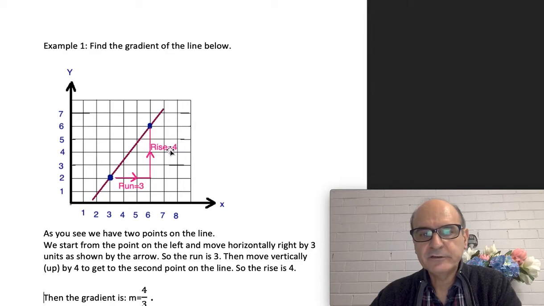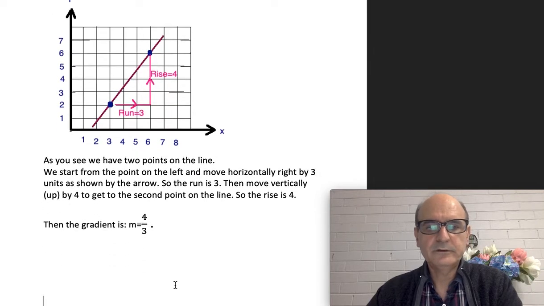So my rise is 4 because I go up by 4, and my run is 3 because I go across by 3. Then my gradient is going to be my rise, which is 4, over my run, which is 3. So the gradient is 4 over 3. Rise over run. Your rise is 4 and your run is 3. So rise goes at the top and run goes at the bottom. So the gradient is 4 on 3.